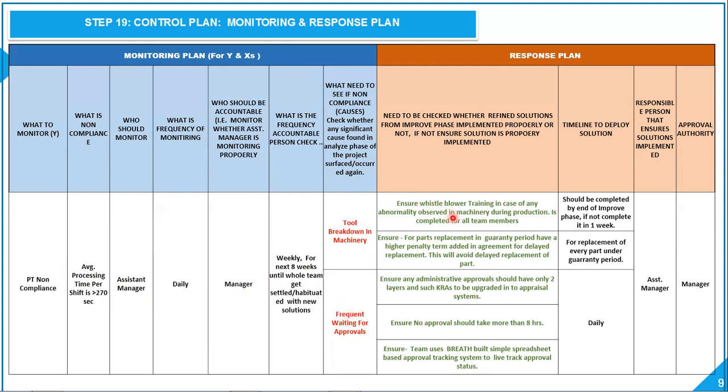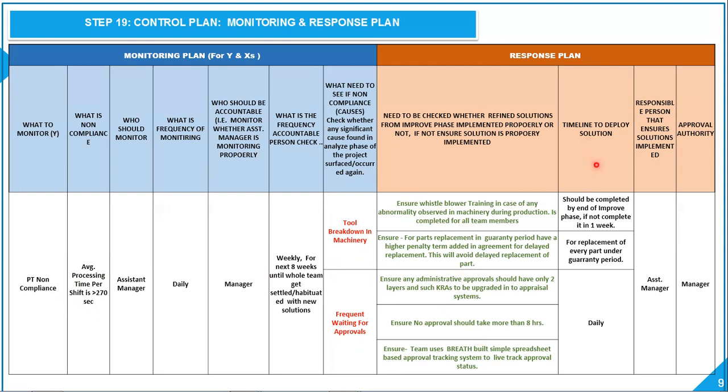So if those are there, all he needs to do is check whether solutions are properly implemented or not. Had the team, had the supervisor, implemented the solutions properly, these causes wouldn't have surfaced or resurfaced, or reoccurred, in other words, right? And had these causes not reoccurred, performance of PT non-compliance, or average processing time, would have been within the client-given range of 270 seconds, right? So he or she needs to ensure that the team is implementing the solutions properly, and the timeline to deploy solutions.